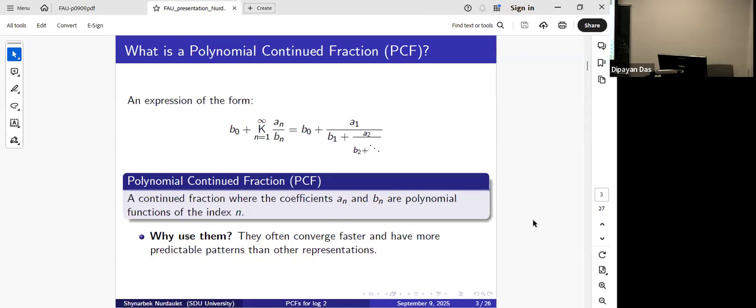If instead of a1, a2 for numerators, we have ones, we get simple continuous fractions. And if instead of a's and b's, we have polynomial functions, then we have polynomial continuous fractions.